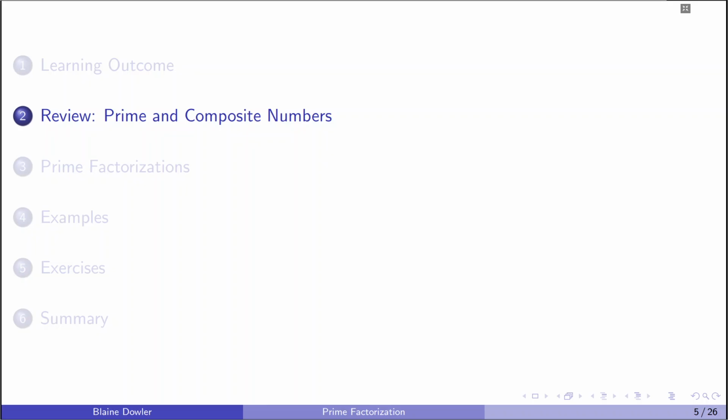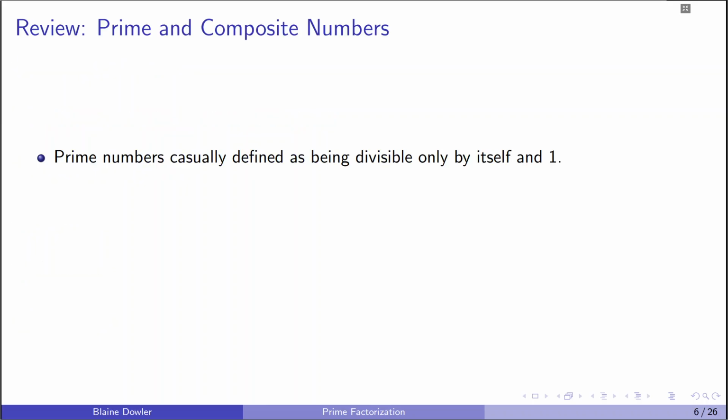So we need to know what prime and composite numbers are. Prime numbers are casually defined as being divisible only by itself and 1. I say casually. This is not quite precise enough for mathematicians. 1 is ambiguous. Is 1 prime? Is it not prime? Right? So we need something more precise than that.